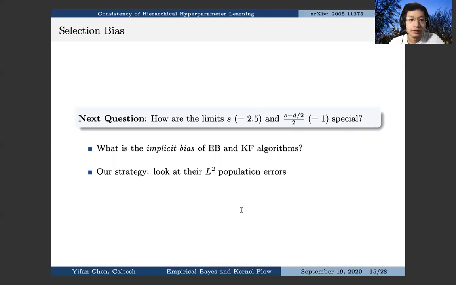Then we move to our next question, which may be even more interesting and important. That is, we have different algorithms. Okay, we have their consistency, but how are the limits special? Because we have two limits, 2.5 and 1. This is related to the implicit bias of different algorithms in learning parameters. To answer this question, our strategy is to look at the L2 population error of the different parameters.